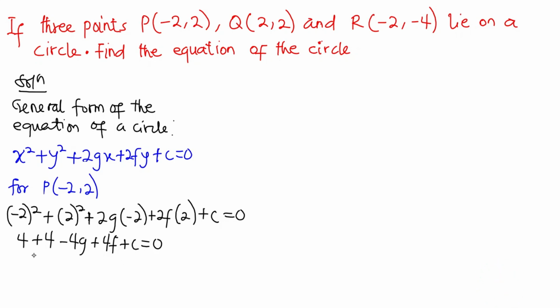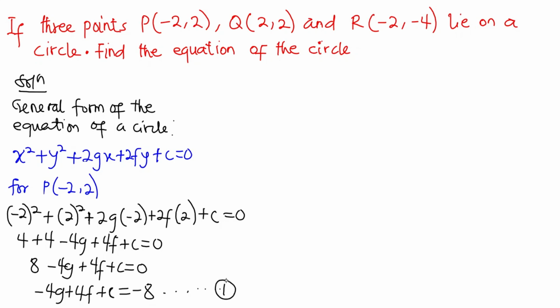So now we have this. You can see 4 plus 4 gives us 8, and we have minus 4g plus 4f plus c equal to 0. So transposing 8 to the right hand side gives us negative 8, regrouping like terms. So here minus 4g plus 4f plus c is equal to minus 8. We can call this equation 1. And then we focus on the other points. So we divide our board nicely like this, and we continue.